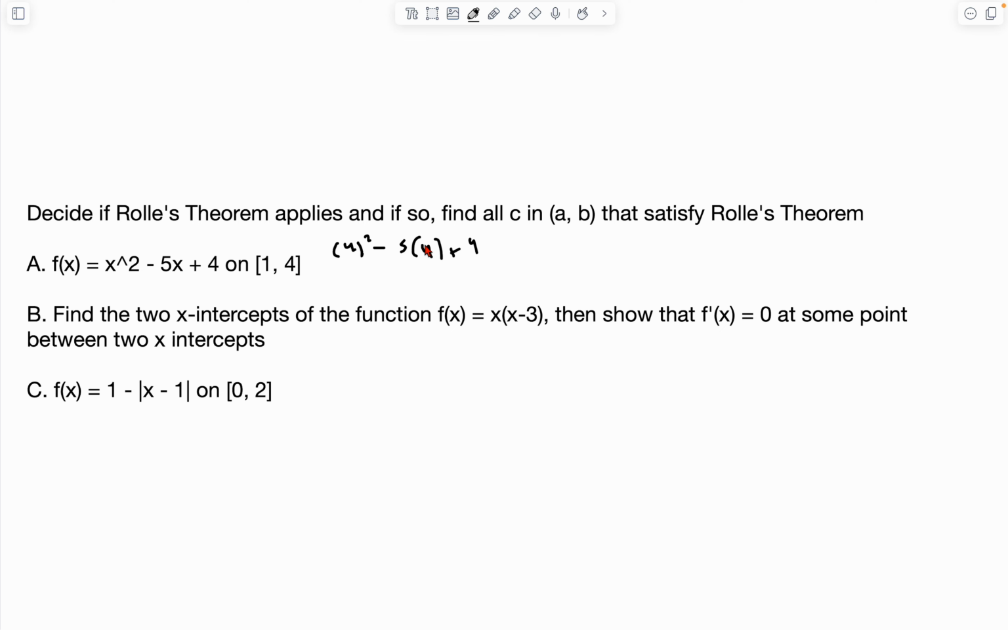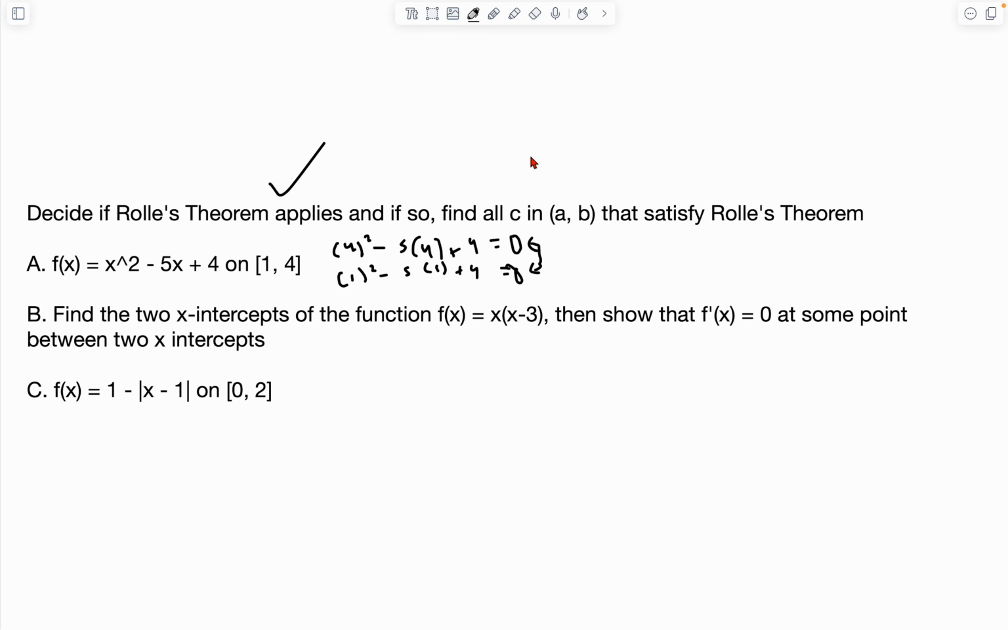16 minus 20, that's -4, plus 4 is 0. Okay, so now let's try 1 squared minus 5 times 1 plus 4. 1 minus 5 is -4, plus 4 is 0. Wow, when you look at that, 0 is the same as 0. Okay, what does this mean? That Rolle's theorem applies.